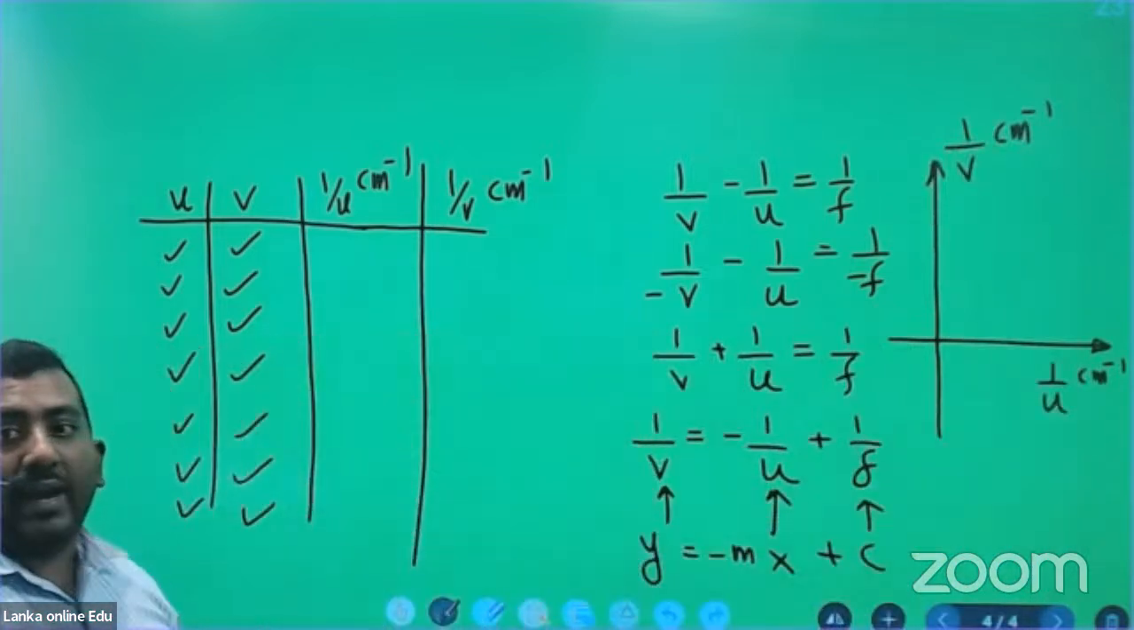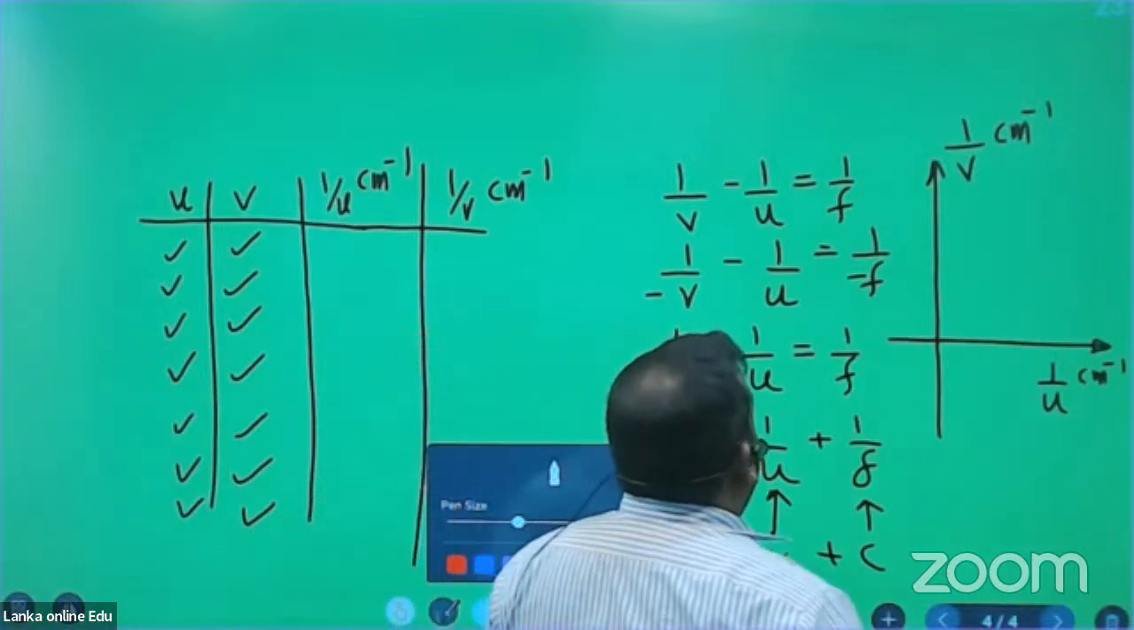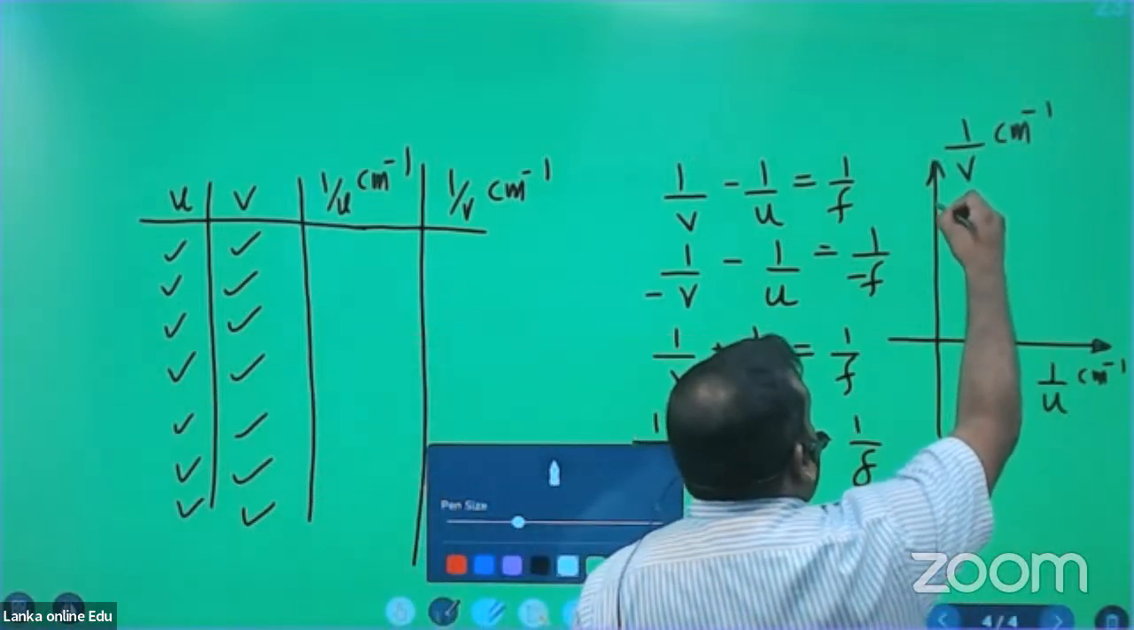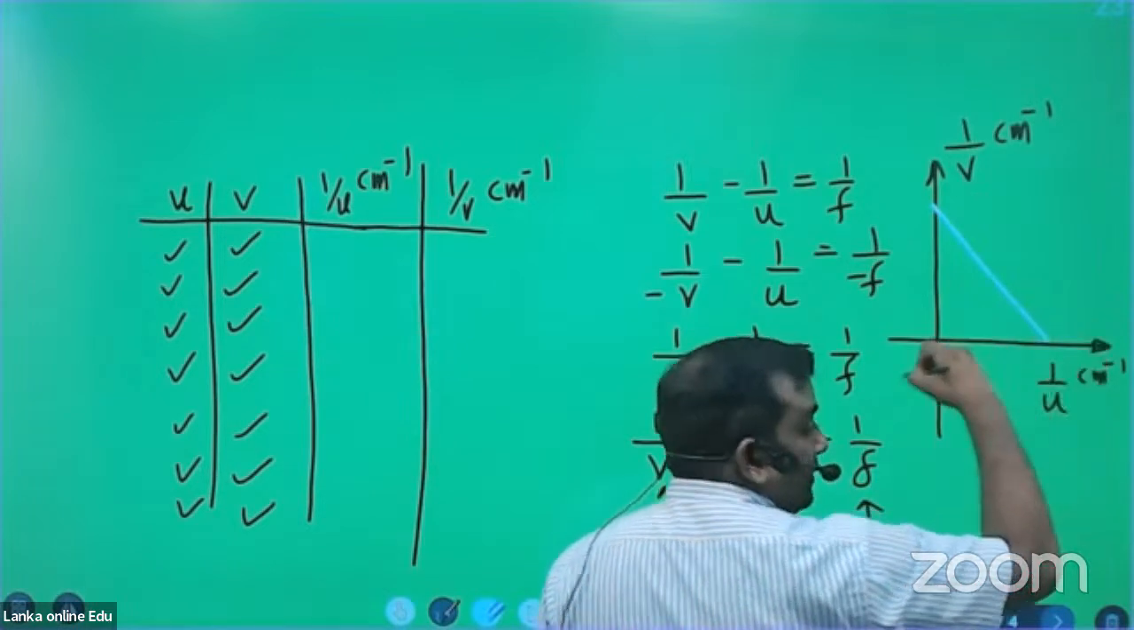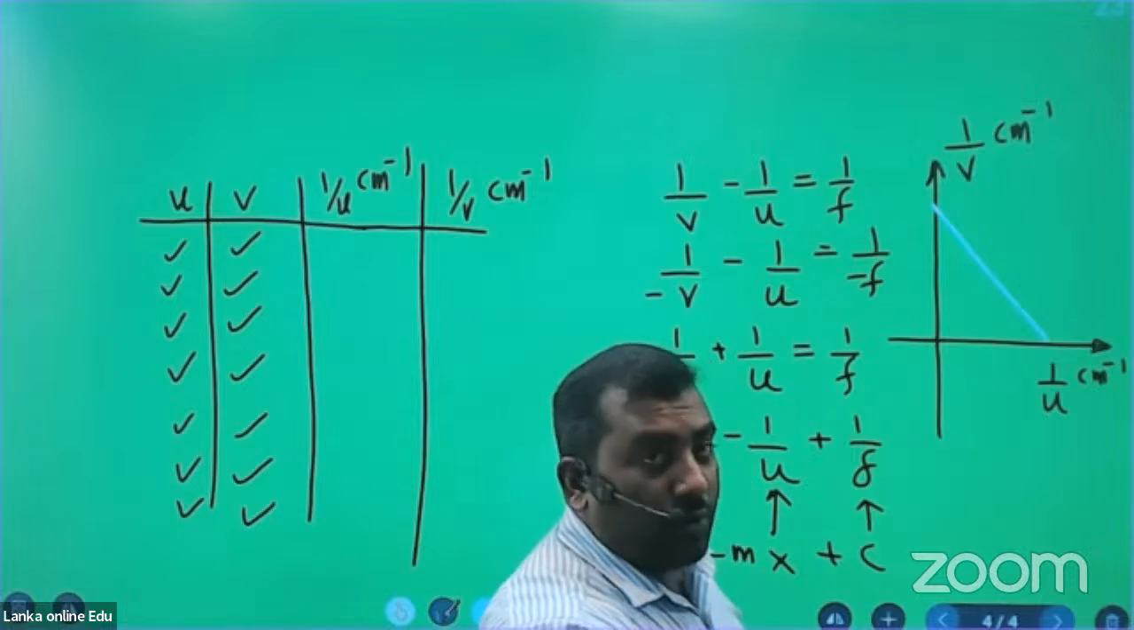What kind of graph will you get? You are supposed to get a y equals minus mx plus c graph, a graph like this. What are we trying to find? We are trying to find the focal length. Easy.